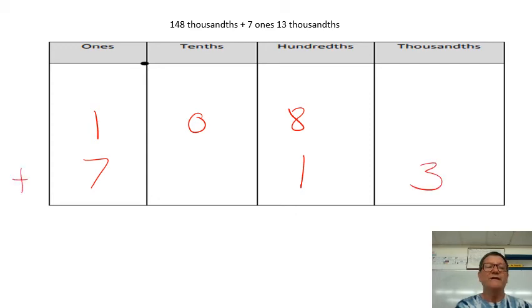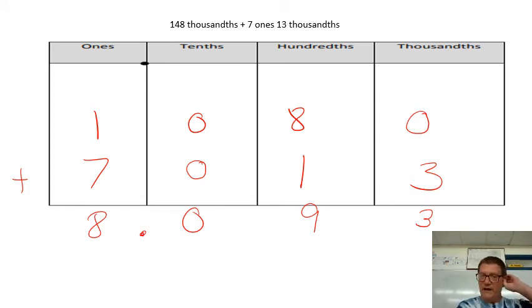Now we're going to add these up. The first thing I'm going to do is fill in placeholders to make them even the same. I can't leave this tenths empty, so I'm going to put a 0 there. And I don't want to leave this thousandths empty on top either. So now we can add them up. So we can see when we add 0 plus 3, we got 3 thousandths. 8 and 1 is 9 hundredths. We have 0 tenths and 8 ones. So we have 8 and 93 thousandths.